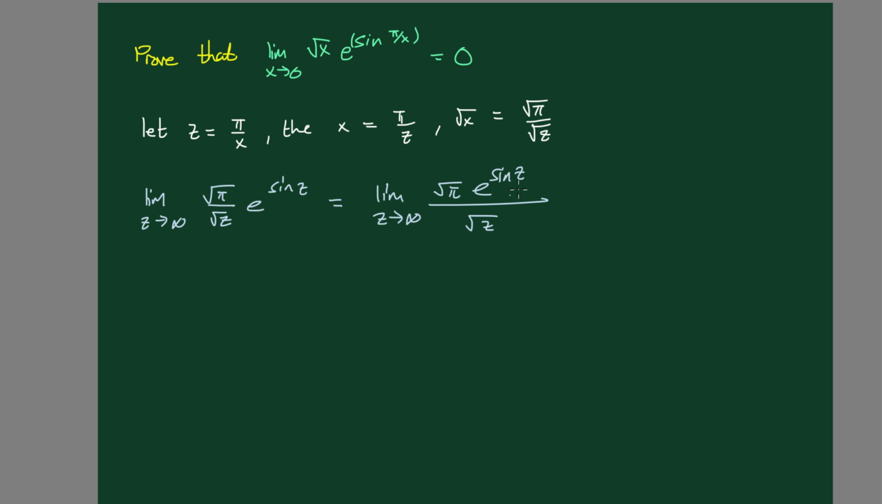Okay, so since the sine term in the exponent is periodic, right? It doesn't grow arbitrarily, it's just periodic. That means that this e term here is just going to oscillate. But z is approaching infinity, so the denominator is going to get arbitrarily large, which means this overall term here is going to approach 0. So the limit as z approaches infinity of this term is equal to 0, which proves that the limit as x approaches 0 of root x e to the sine pi over x is equal to 0.